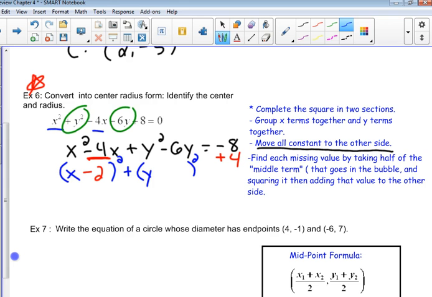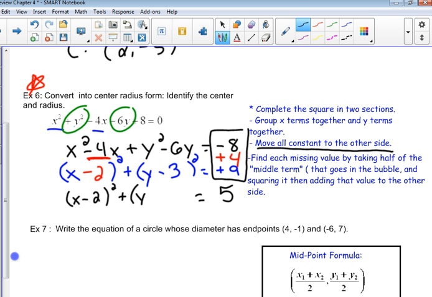What did you guys put in there? -3, good. And what did you add over? +9, awesome. So then at the end, all you have to do is add these together, and you should get 5. Okay, good. Right, so then we have (x - 2)² + (y - 3)² = 5, and that would be your final answer. I think we've done a lot of those, kind of.